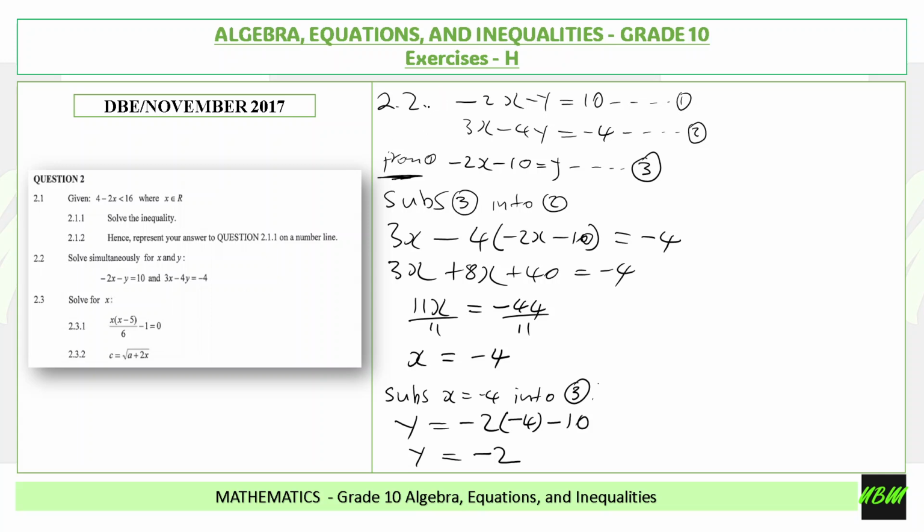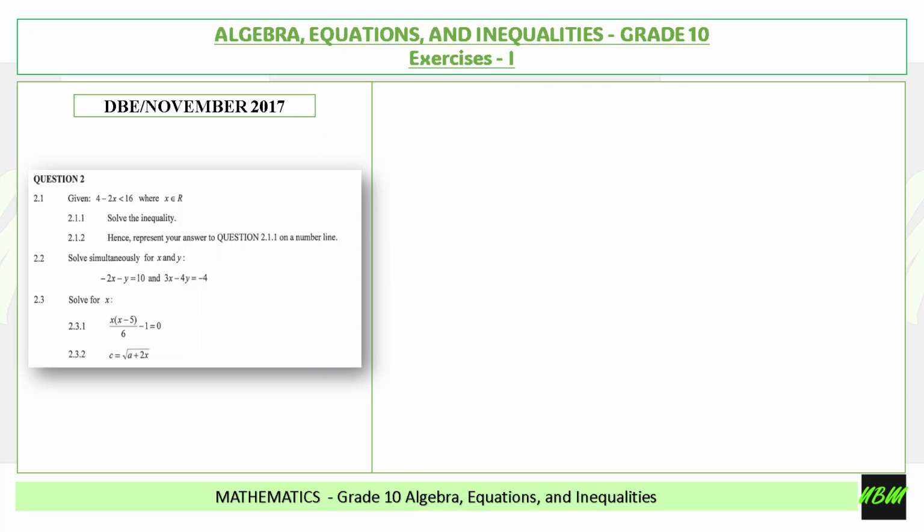Just 2.2, not 2.2.1. All right, then 2.3. 2.3.1, solve for x. x multiplied by x minus 5, all divided by 6, minus 1 is equal to 0.